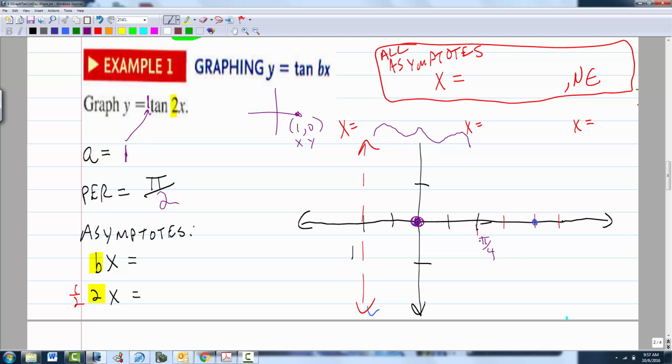And then, wait a minute. Okay. I don't know if that's right. Is that really an asymptote? What's 2 times pi over 4? Of course, you have to have that ability. What's 2 times pi over 4? What's the tan of pi over 2 if this is the coordinate at pi over 2? Undefined. I'm on to something.